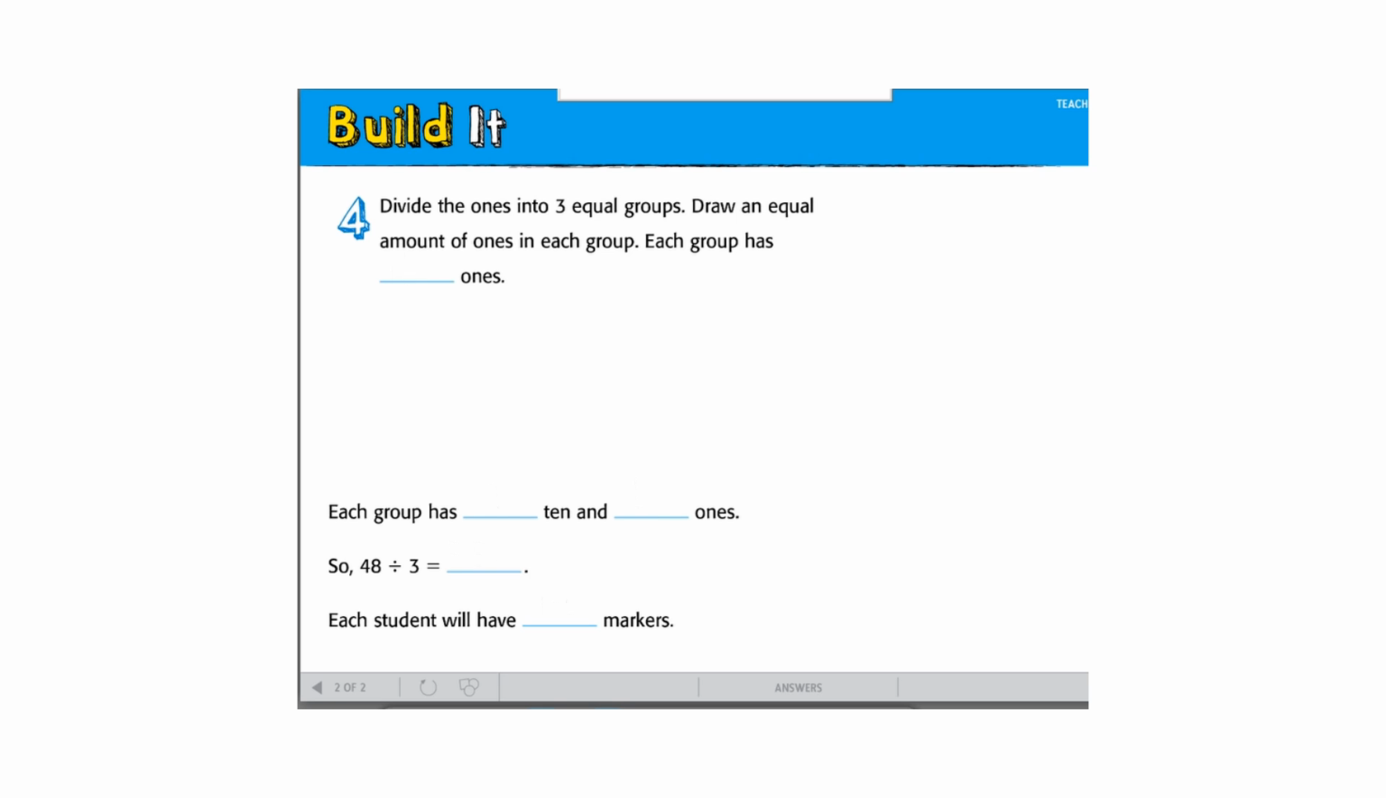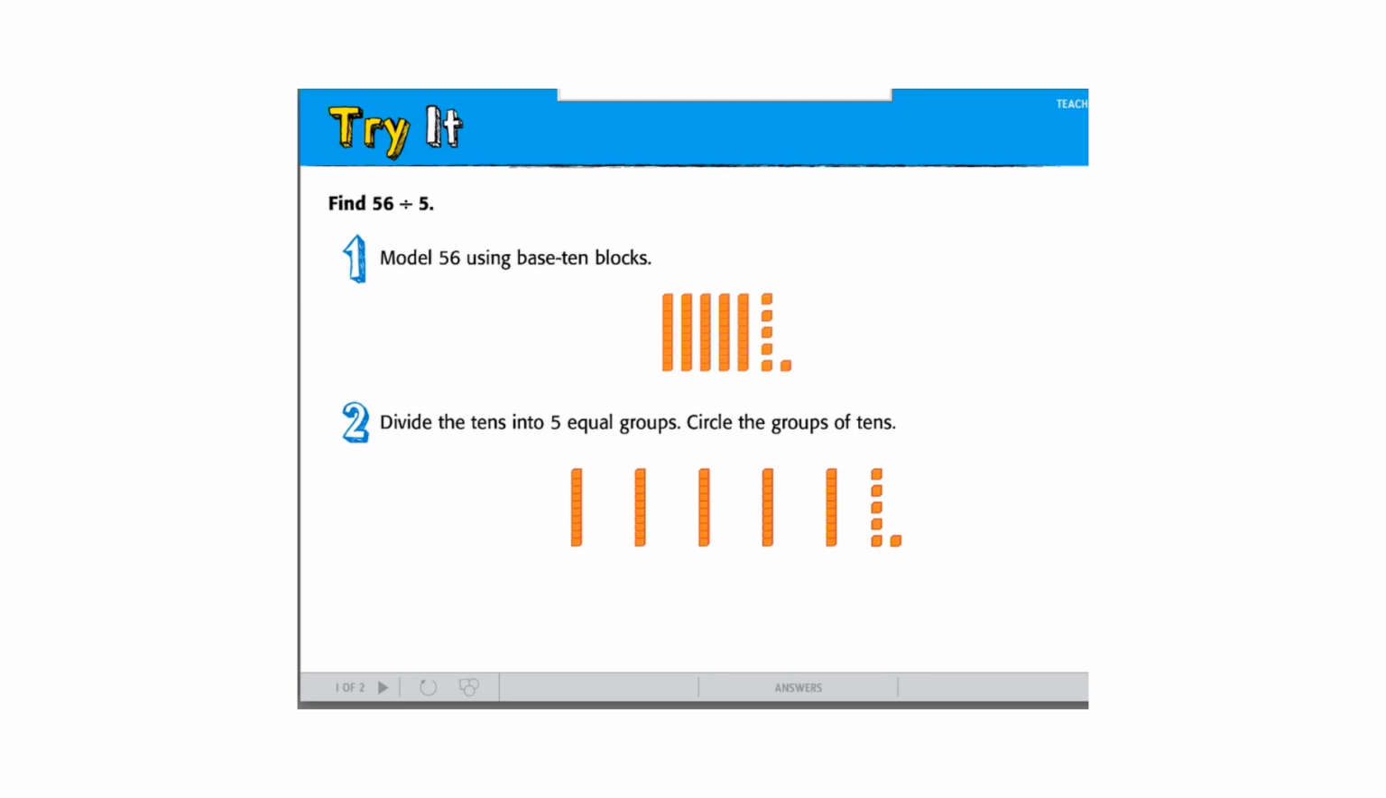Okay, now turn to the next one. We're going to use try it really quick. So we have 56 divided by 5. All you had to do was flip your paper over. 56 divided by 5.